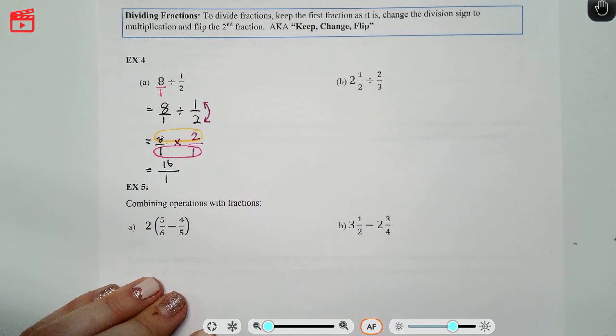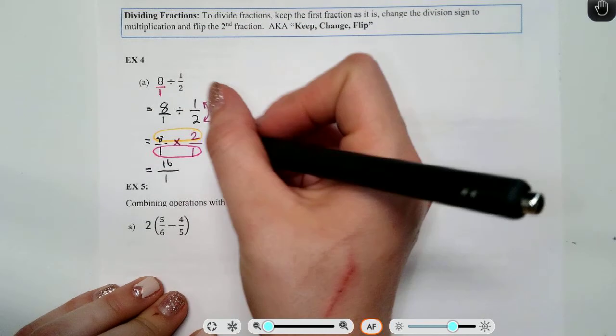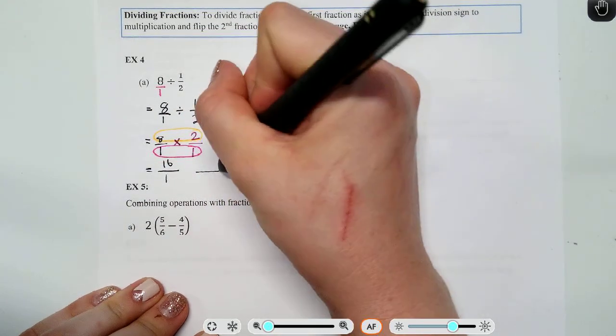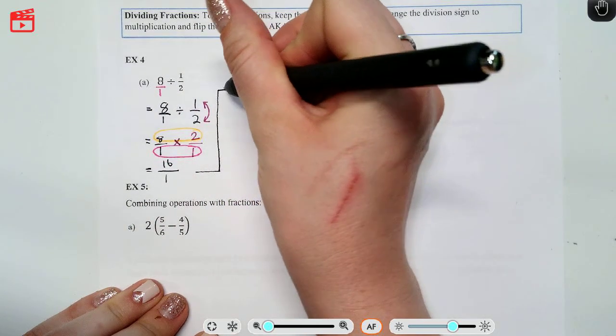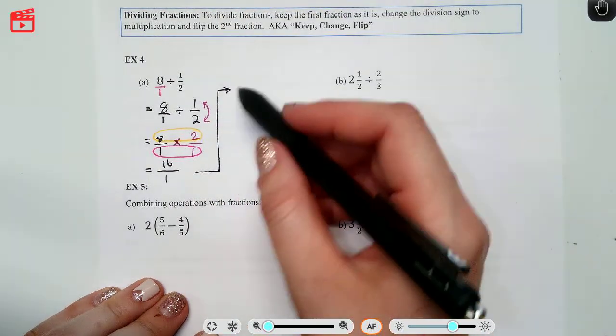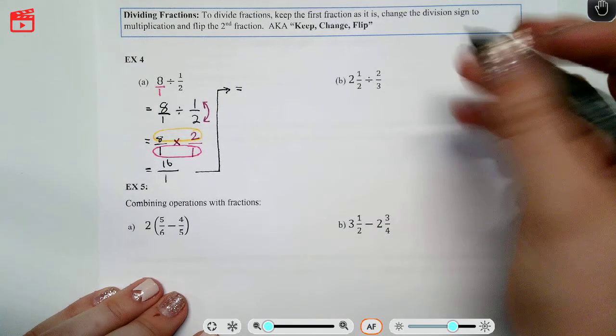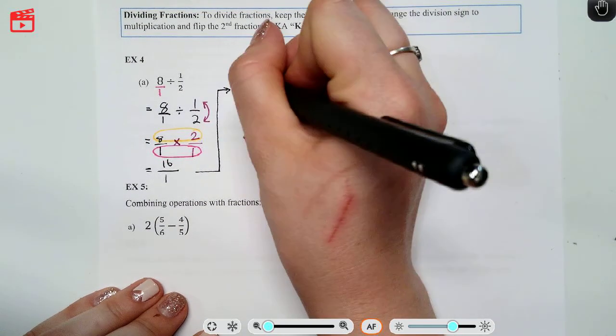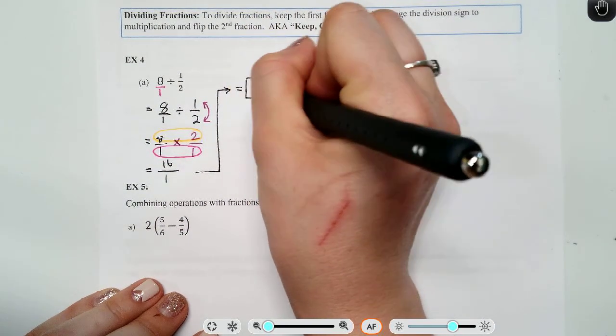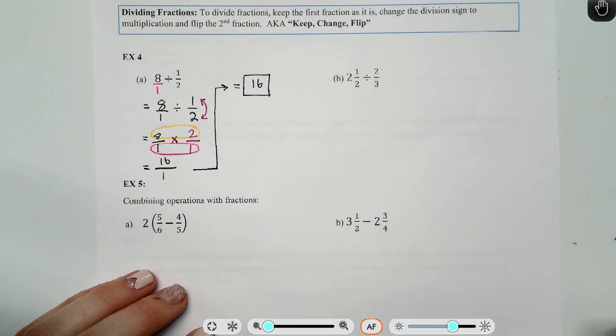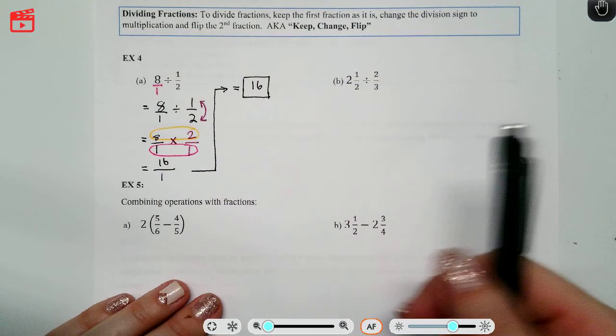The question is, is 16 divided by 1 simple? The answer is no. We need to simplify this. To continue my work, I'm going to use this little arrow to show you where I'm going. If you ever have to continue your work somewhere else, just use an arrow to indicate where your problem's going. 16 over 1 simplifies into just 16. Anything over 1 is itself.